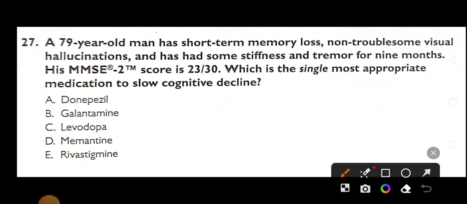A 79-year-old man has short-term memory loss, non-troublesome visual hallucinations, and has had some stiffness and tremor for 9 months. MMSE score 23 out of 30. What is the single most appropriate medication to slow cognitive decline? So guys, firstly you have to understand what the diagnosis is here. Memory loss indicates Alzheimer's at 79 years, but visual hallucination we find not in Alzheimer's but in Lewy body dementia, and his MMSE score is a little low.